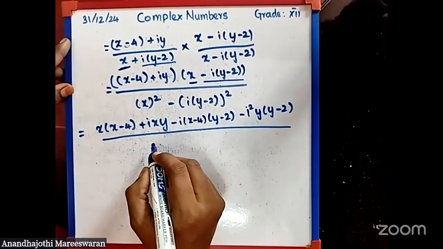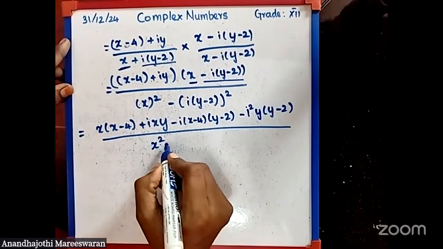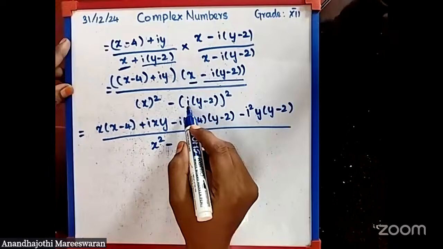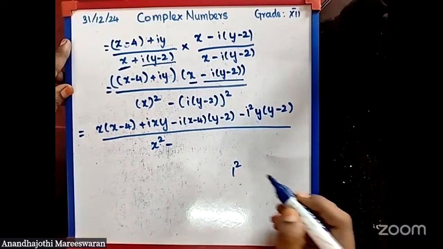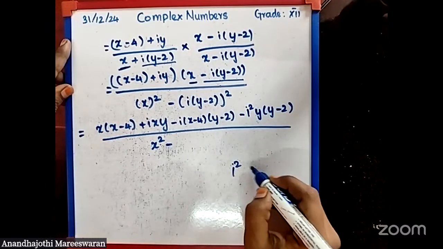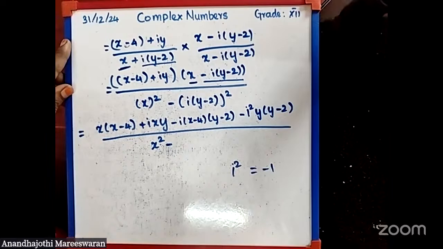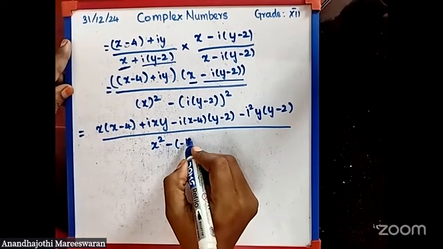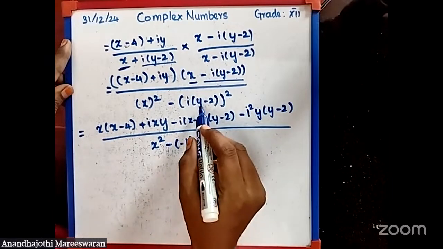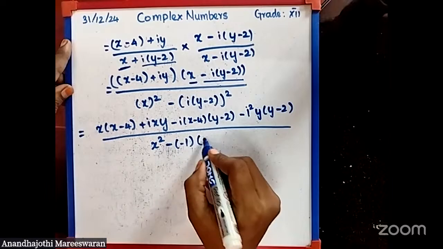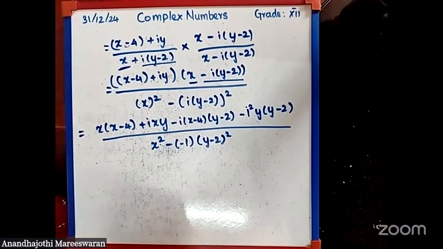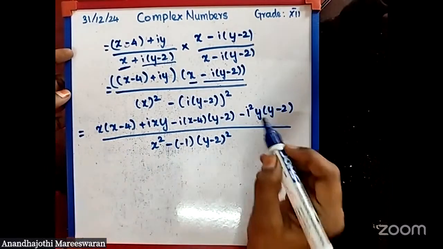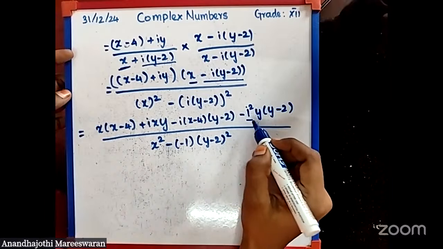What will be the denominator? x squared minus, what is the value? If we square the i, it will be i squared. What is the value of i squared? So i squared, the value will be minus 1, right? I am going to substitute here. So for i squared, I substitute minus 1. For y minus 2 the whole square, I am going to keep it as y minus 2 the whole square. Right? Now I am going to substitute this i squared with minus 1.